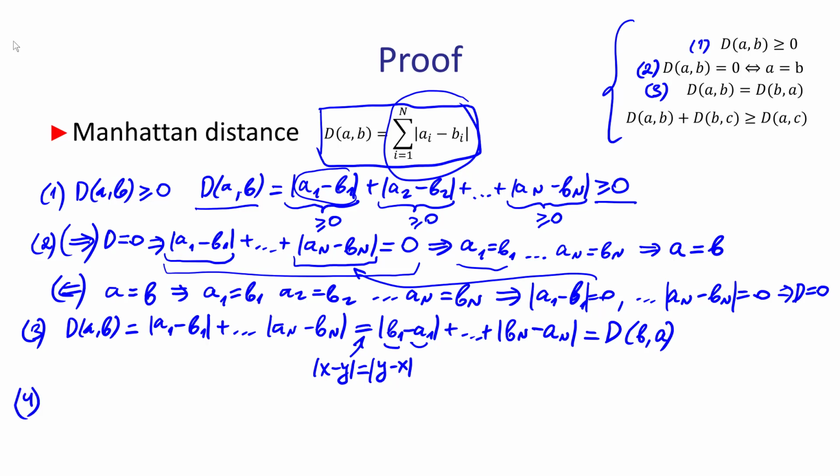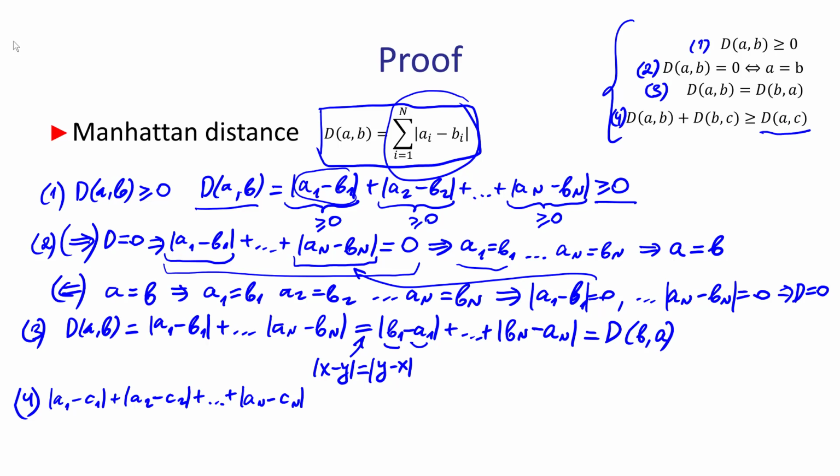The fourth one is the most interesting one, which is the triangle inequality. So let's write what we actually want to prove. We will start with that part first. The distance between A and C is essentially |A1 minus C1| plus, sorry, this is not B1, it's |A2 minus C2| plus, and so on, plus |An minus Cn|.